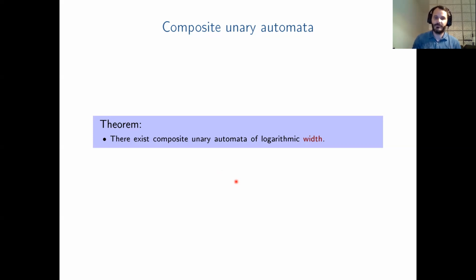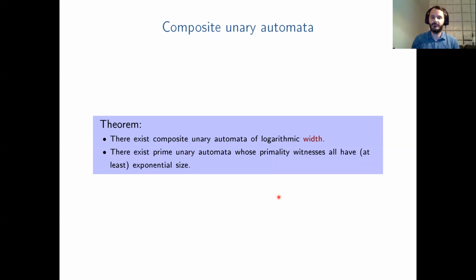So composite unary automata can still have interesting behaviors, and similarly, prime unary automata can also have interesting behaviors. So remember that we have this notion of primality witness, which is a word that can be used to prove that our automaton is prime. And we also showed how to construct a family of prime unary automata whose primality witnesses all have at least exponential size.